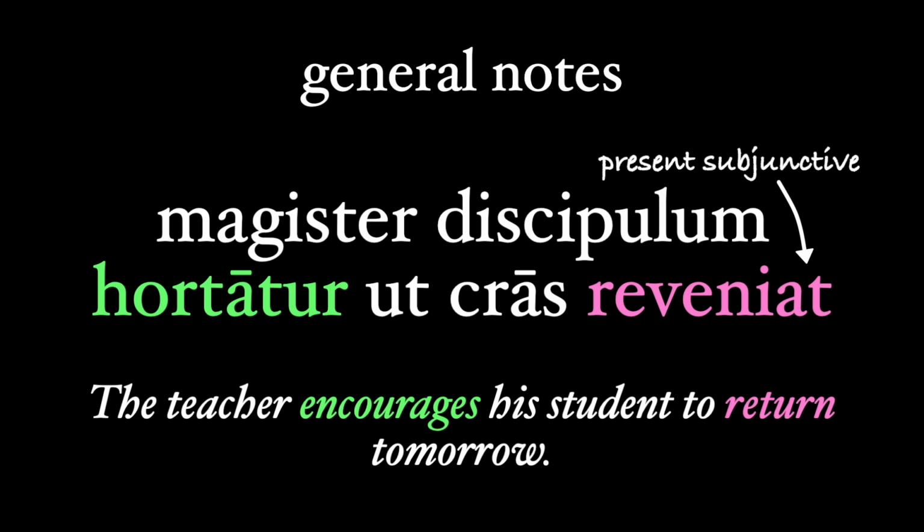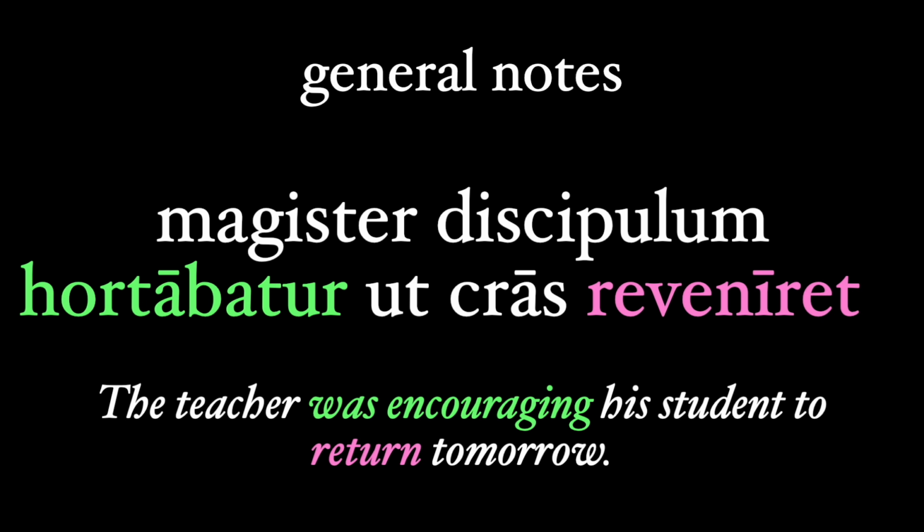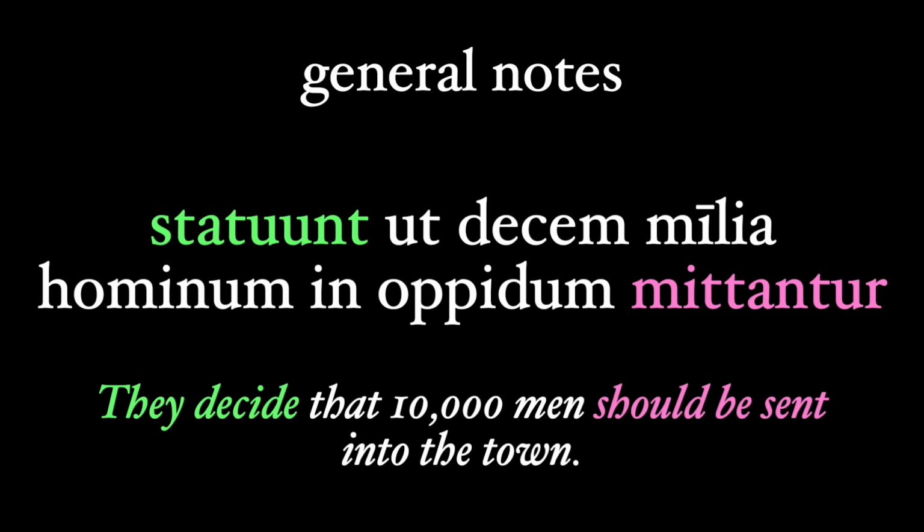And even if we shift this into historical sequence with hortabatur and reveniret, the imperfect subjunctive still shows this not yet action. And from Caesar, statuunt ut decem milia hominum in oppidum mittantur. They decide that 10,000 men should be sent, or will be sent, into the town. The present subjunctive mittantur clearly represents an action that hasn't happened yet and is incomplete.